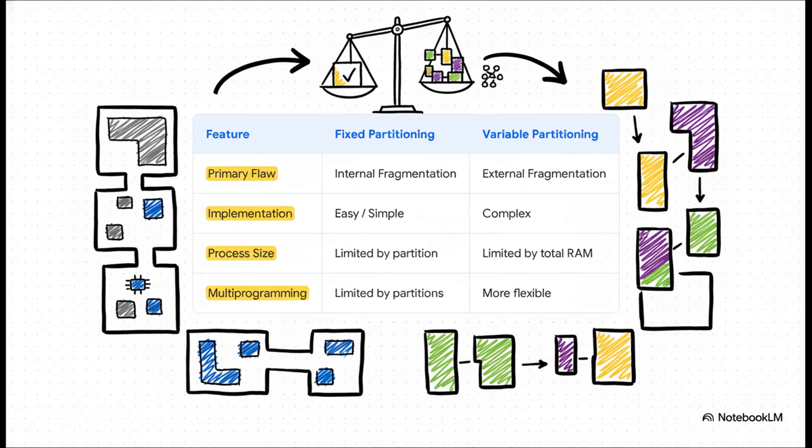Okay, this table lays it all out perfectly. With fixed partitioning, your main enemy is internal fragmentation, that wasted space inside the blocks. But hey, it's simple. The big downside? Your programs are limited by the size and number of partitions you set up beforehand. Now, variable partitioning solves that, giving you way more flexibility, with processes limited only by the total RAM. But its Achilles heel is external fragmentation, and it's a lot more complex to manage.